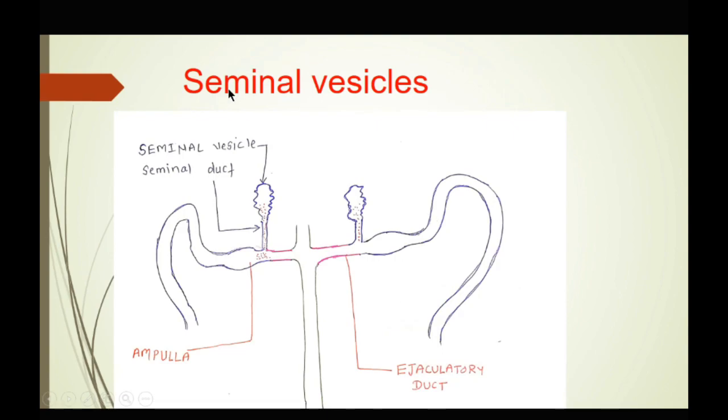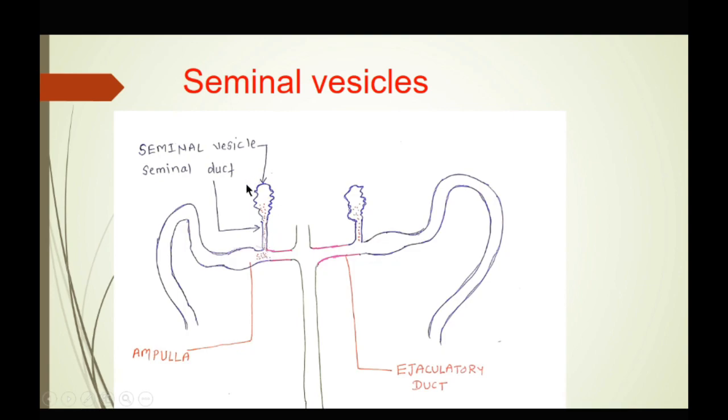The first accessory reproductive gland that we are going to see is the seminal vesicle. In the last video we already saw the vas deferens. This is one vas deferens and this is the other vas deferens. This is the dilated portion of the vas deferens, which is called the ampulla, and in the distal end of this ampulla you can see the seminal duct, or duct of the seminal vesicle, open.